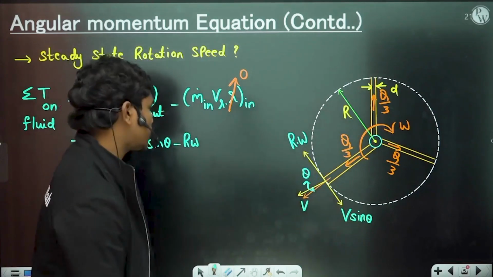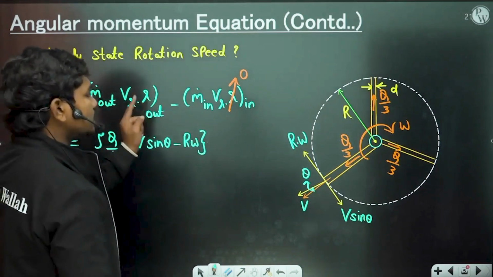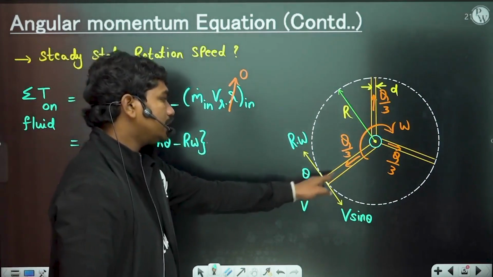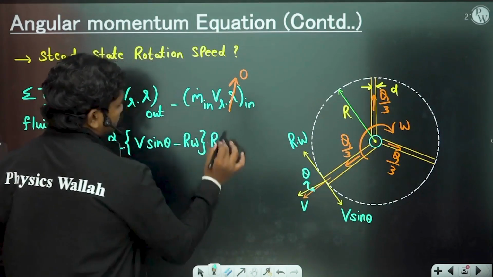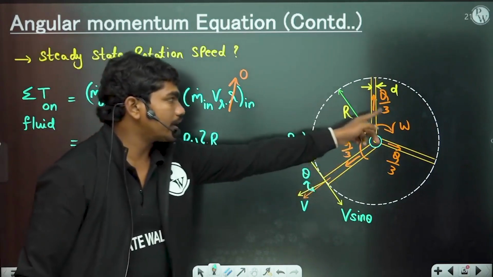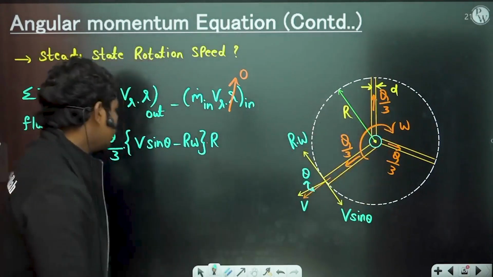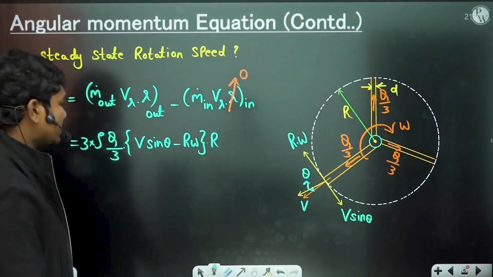Okay, simple resolution. So V sin theta minus R omega multiplied with, now what is the radius at which it is coming out? This point is at a distance of capital R, so this is basically capital R is what you have. So this is the total outlet of this part. If you take any other arm, the situation is similar. So total momentum is basically 3 times of this, correct? So this is 3 times of this.